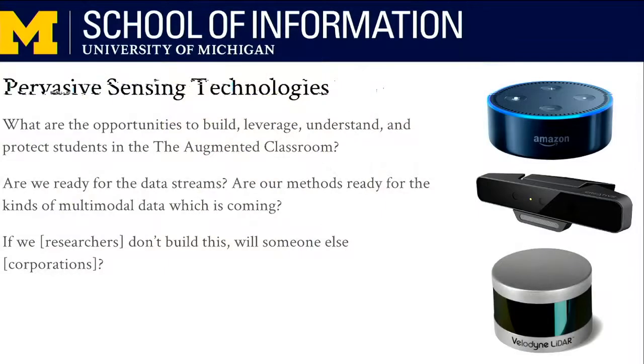So I think that there's opportunities for us, and some of those opportunities are to build. We could build this new augmented classroom. Some are just to leverage that. If somebody else builds this classroom or these techniques, how are we going to leverage that? Do we have the methodologies, for instance, that we want, or do we have to pull these from different places? Understand and protect students in these classrooms as well. Are we ready for these data streams as a set of researchers, as a community? And if we don't build this, who's going to? And what power are we giving up as researchers and how do we protect that?